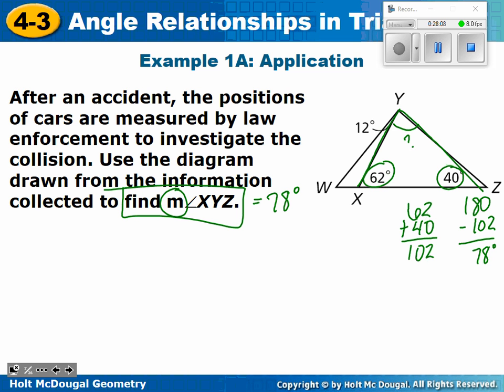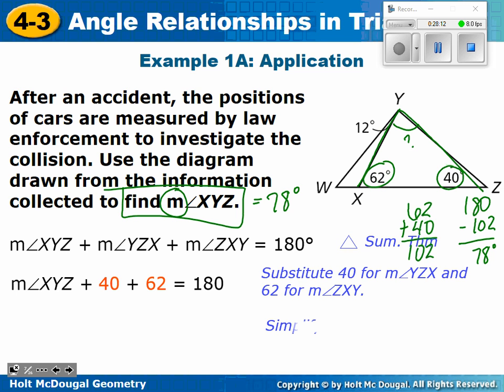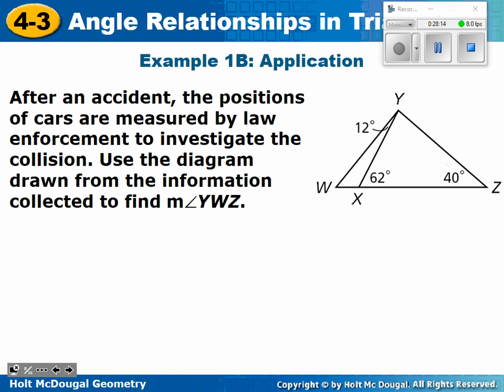Any questions on that one? Okay, go ahead and look at the next one. Same picture, I believe. Different angle that they want you to find, though. They want you to find YWZ. And I think your picture has some information on it that mine does not. So they want us to find YWZ, this angle right here. Okay, what's on your picture that's not on mine?